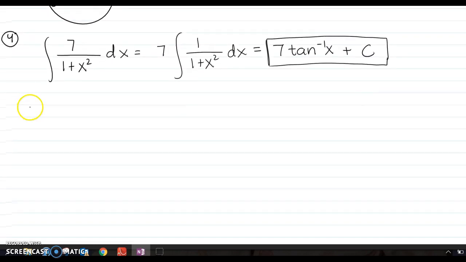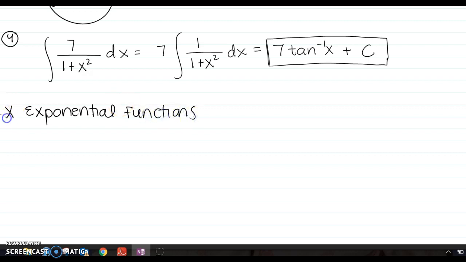Let's talk about exponential functions. I think this showed up on a homework. We talked about it some, I think, in the review. Exponential functions.